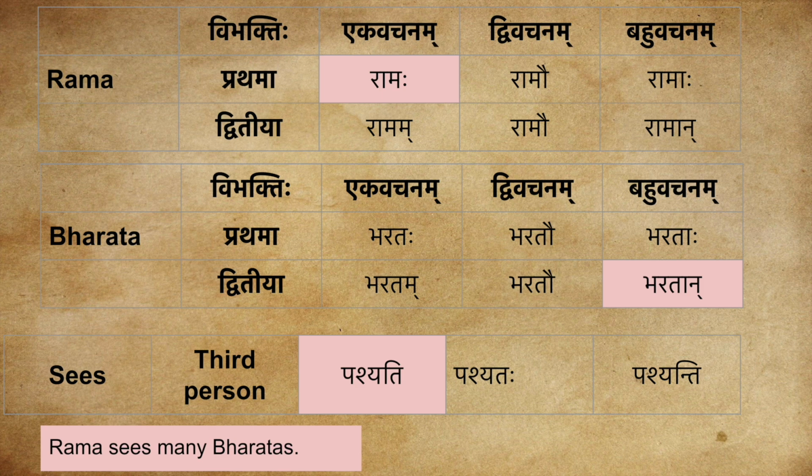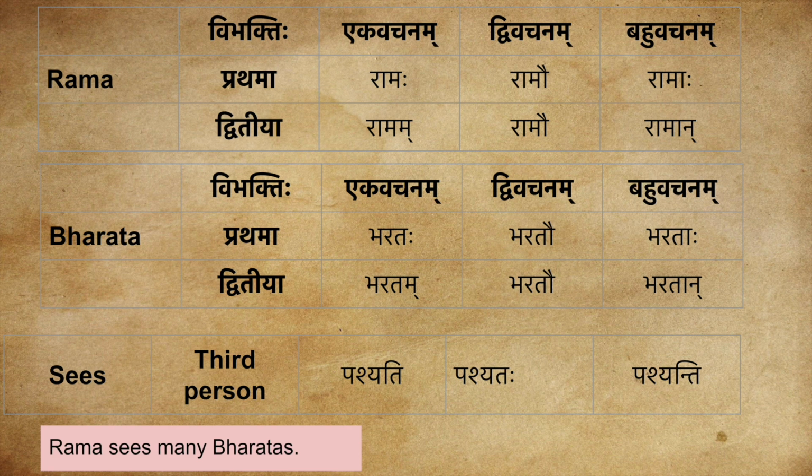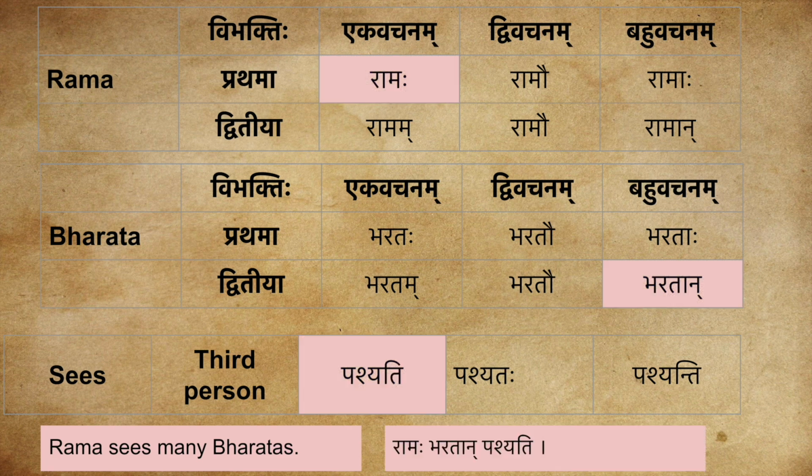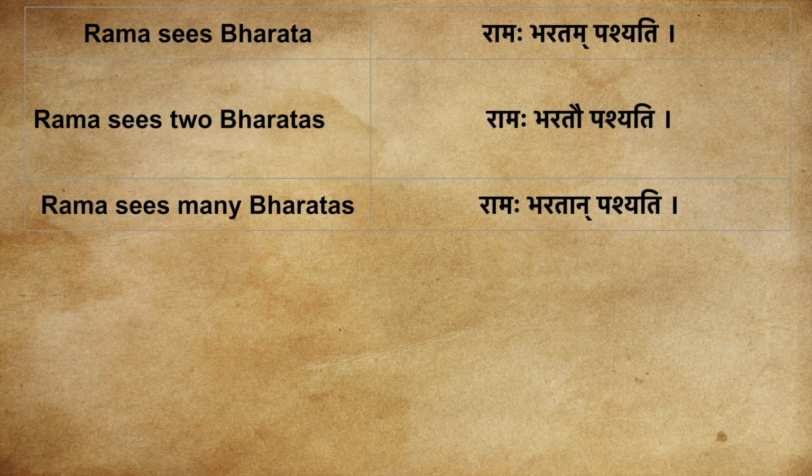Rama sees many Bharatas. Same pattern. Ramaha Bharatan. Dvitiya Vibhakti Bahuvachanam. Many Bharatas. So Bharatan. Ramaha Bharatan Pashyati. Alright. So Rama sees Bharata. Ramaha Bharatam Pashyati. Rama sees two Bharatas. Ramaha Bharatau Pashyati. Rama sees many Bharatas. Ramaha Bharatan Pashyati.